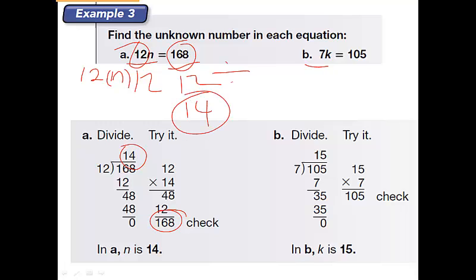In B, we're going to do the same thing. We're going to divide by 7, divide by 7. So you come down here and you get the 105 divided by 7. We find out that K is equal to 15.